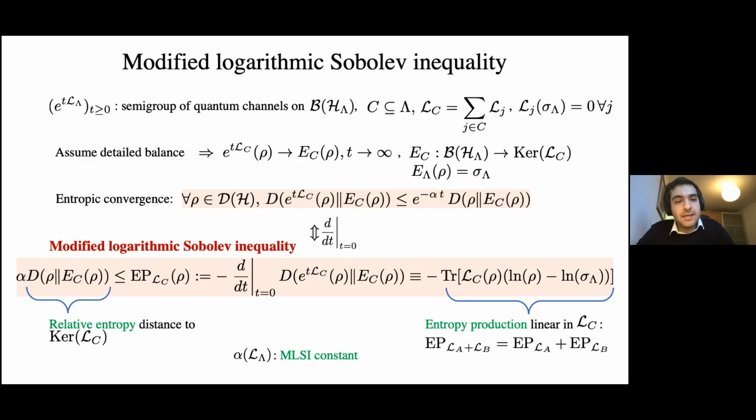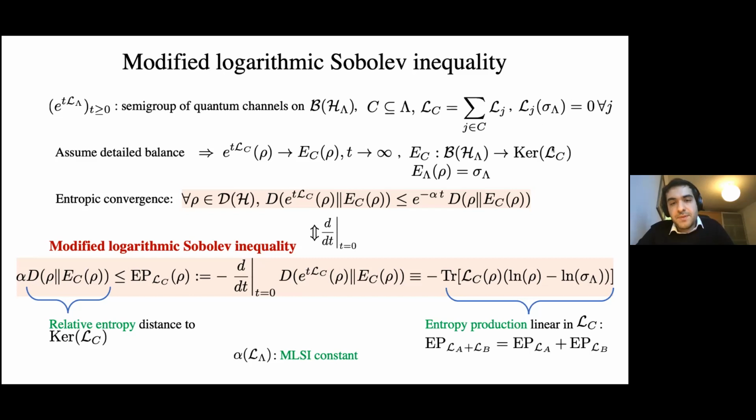So this inequality has, of course, two sides. On the left-hand side, you have this rate alpha, which we want to prove to be independent of the system size, and then the relative entropy distance to the fixed points corresponding to the region that you are looking at. And on the right-hand side, you have the so-called entropy production corresponding to that region, which is minus the derivative with respect to time of the relative entropy distance to your projection onto this region, when you take the derivative along the evolution. And it has this nice expression.